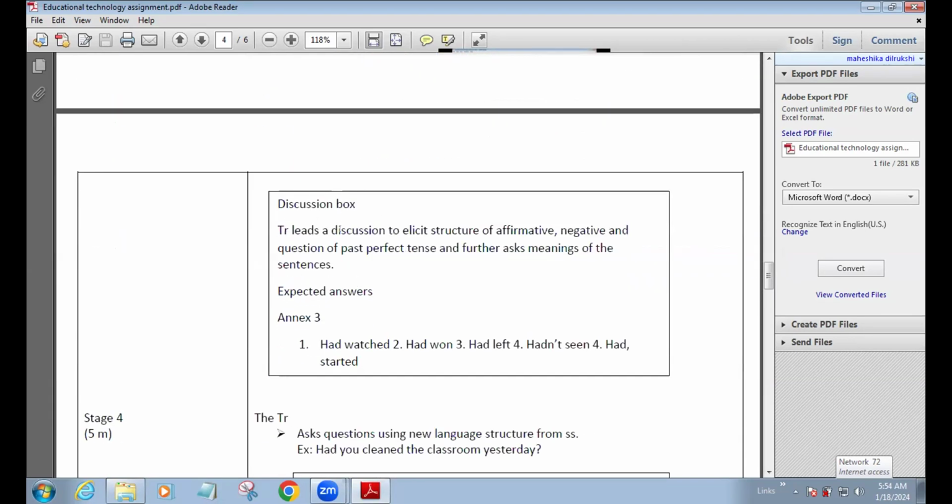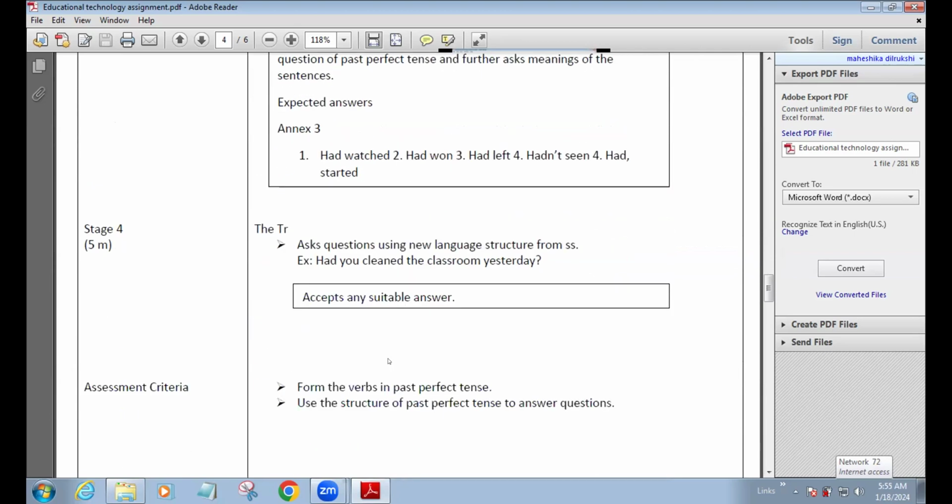Discussion box, teacher leads a discussion to elicit the structure of affirmative, negative, and question of past perfect tense and further asks the meaning of the sentences. These are the expected answers for Annex 3. So stage 4, 5 minutes. This is the evaluation part.